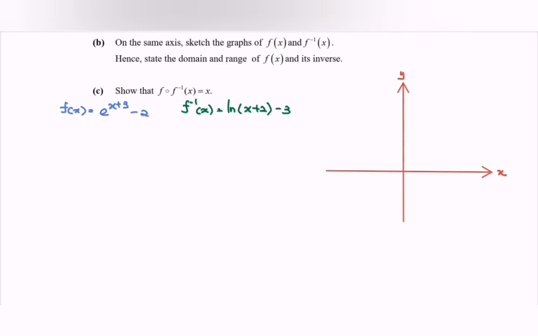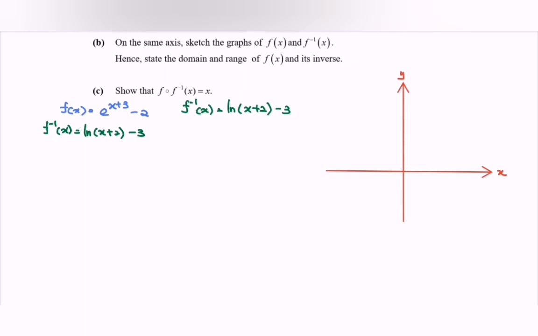B. On the same axis, sketch the graph for f and f inverse. Hence, state the domain and range for the function f(x) and also its inverse. So kindly focus on the f inverse where we have the ln. Step number 1, focus on f inverse, ln(x plus 2) minus 3.